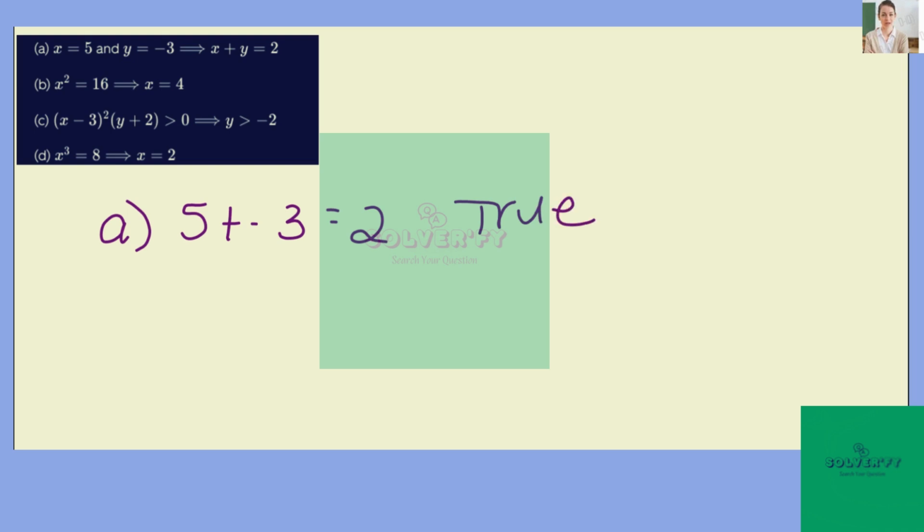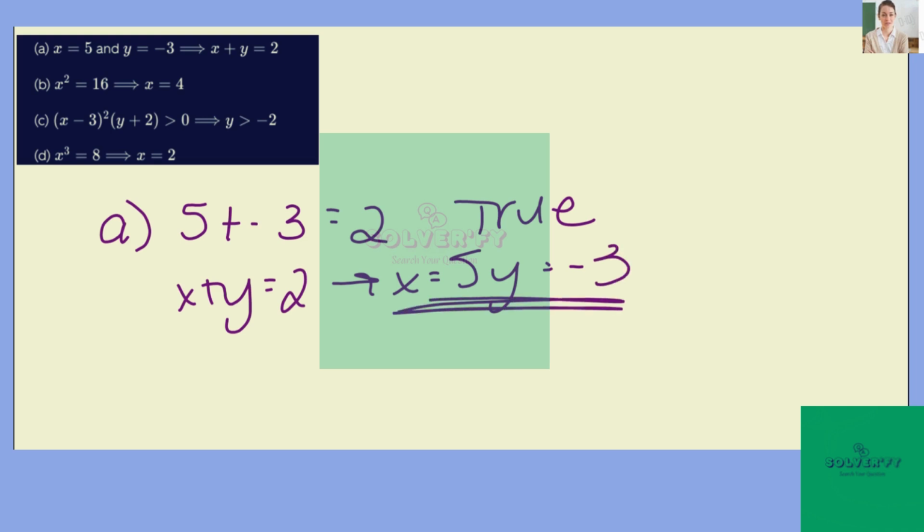However, for part 2, it's saying that if x plus y is equal to 2, then x is equal to 5 and y is equal to -3. However, we know that this is not the only situation. Let's say that x is equal to 1 and y is equal to 1. That also makes this true. So for A, we're going to get that the counter implication is false.